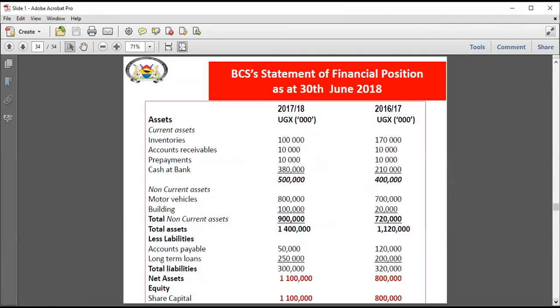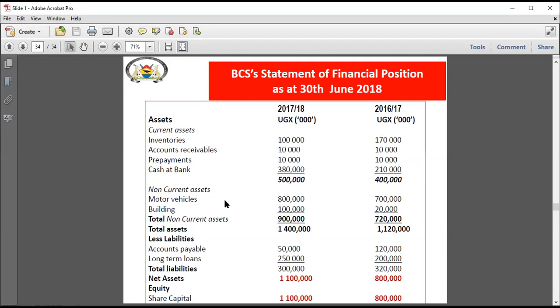Okay, so we have an example here of how our statement of financial position might look. As you can see, here we put 2 years, 2017 and 2018, and then 2016 and 2017. But basically, these are our current assets. Like you see, we have our top headings: assets, liabilities, and then equity. Assets are usually broken down into current assets and non-current assets. Non-current assets can also be called fixed assets.